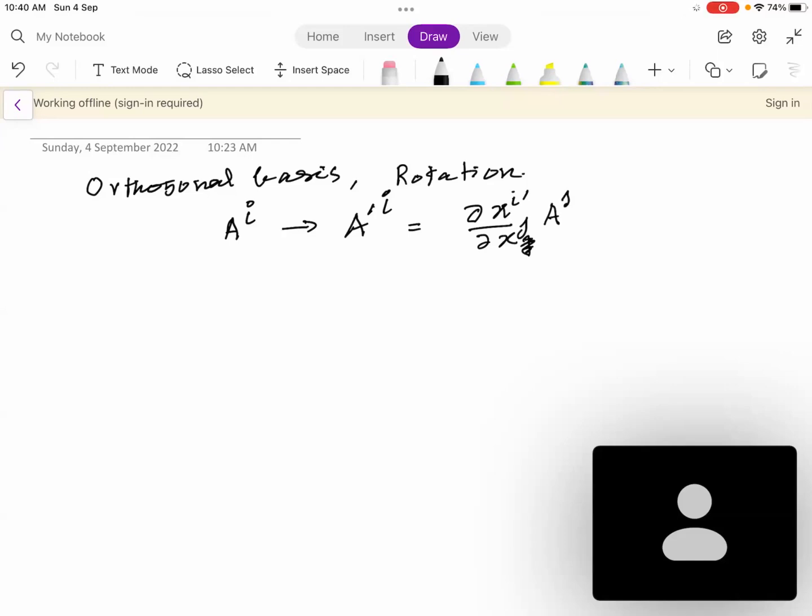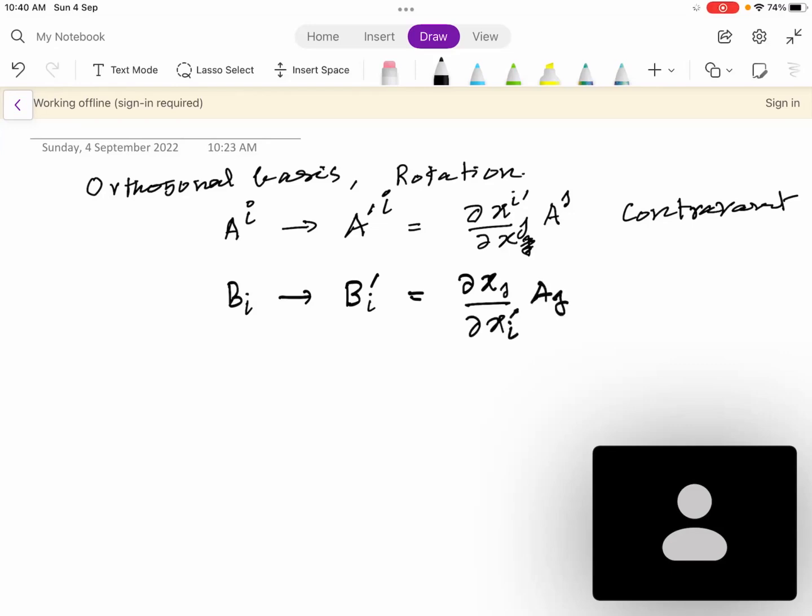Okay, so such vectors we call contravariant. And you have some vectors, let's say B_i goes to B_i prime, which is equal to del x_j by del x_i prime into A_j. These vectors are called covariant.